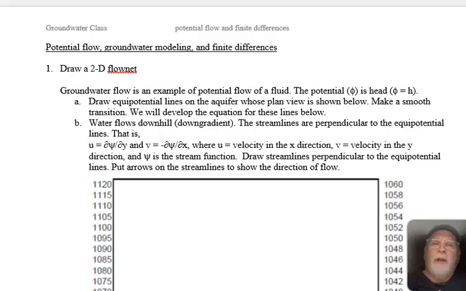And when we're talking about the head, we're going to draw equipotential lines for it. In other words, contour lines. So this is the same thing as topo lines for elevation of the ground. We're going to have topo lines or equipotential lines for the groundwater head.